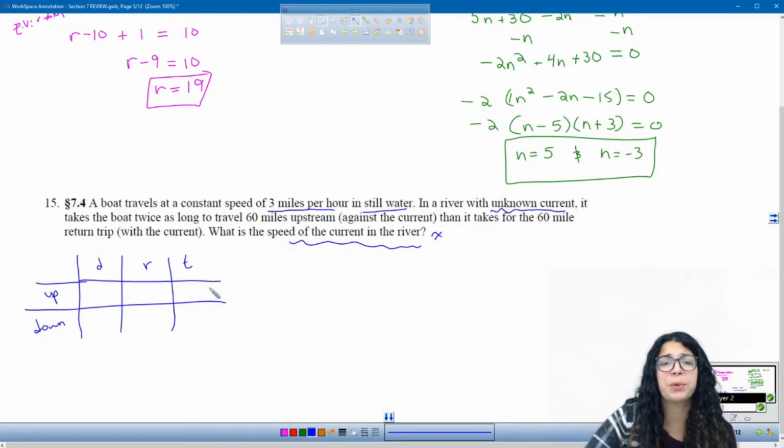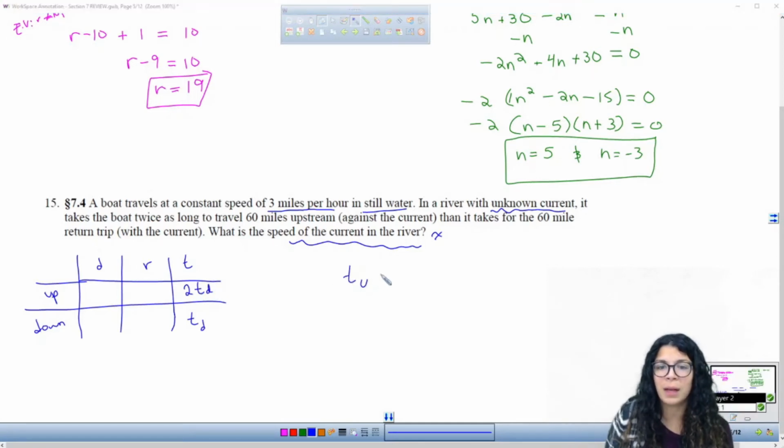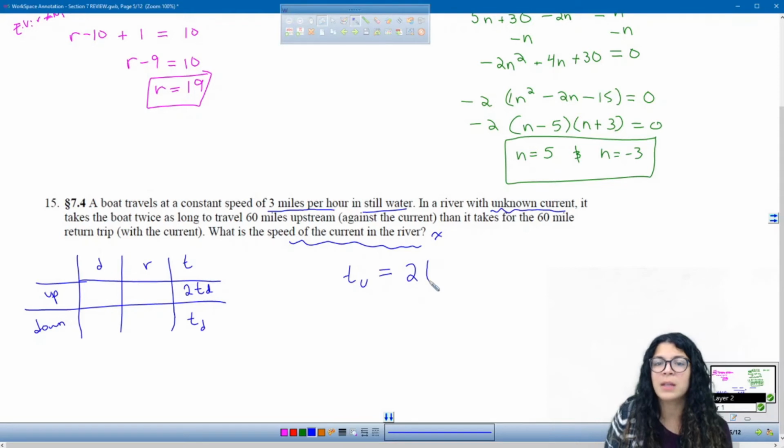The relationship was made with the time. They told us that it takes the boat twice as long to travel upstream than it takes to travel downstream. So that means that if the time to travel downstream, let's call that TD, then the time to travel upstream is 2 times that TD. In other words, the time to travel upstream is 2 times the time to travel downstream.